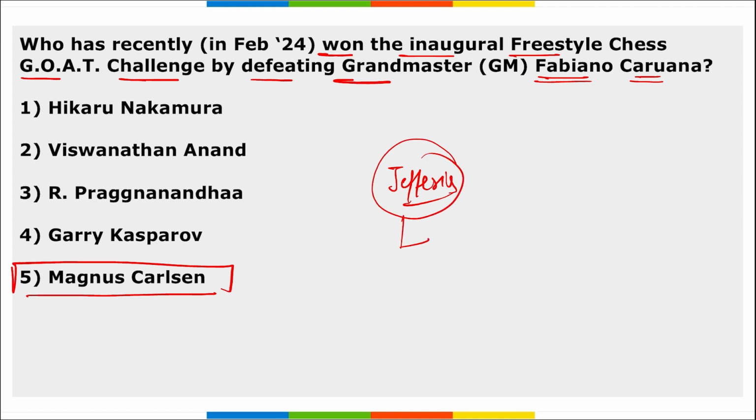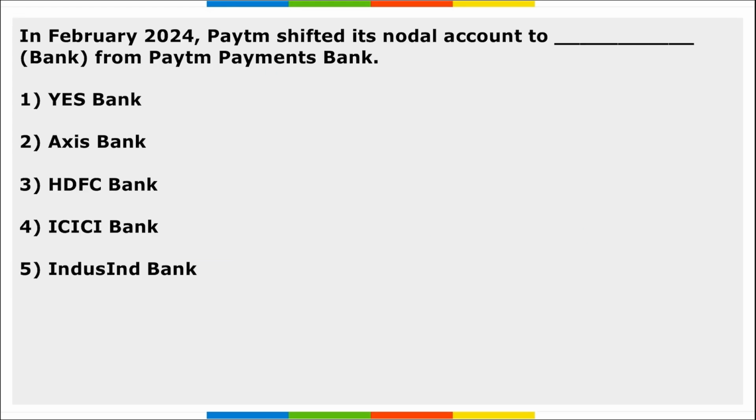Next, remember Jefferies, right? They have released a report that stated that India will become the 3rd largest economy in the world by 2027. Next, Paytm shifted their nodal account to Axis Bank from Paytm Payments Bank. So, Paytm, they shifted their nodal account to Axis Bank from the Paytm Payments Bank.